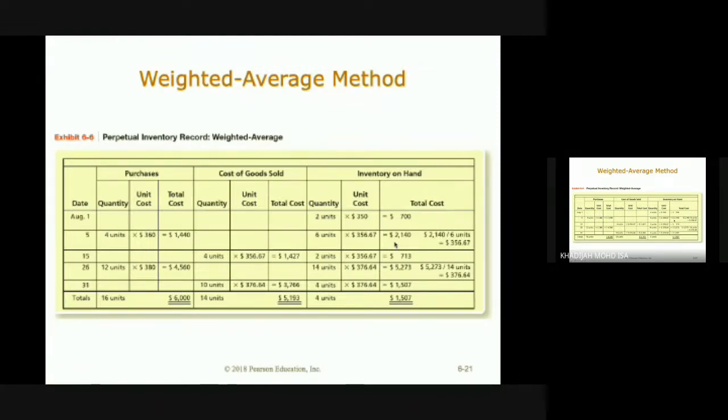So it's good to have this. Purchases are based on how much you purchase the inventory, but the cost of goods sold depends on the unit cost using the average method. Similarly, your inventory on hand, the cost per unit depends on your average method. That's why the figures are different. Okay, any question on your average method? Remember the format is that you have the purchases column, the cost of goods sold, and then the inventory on hand.